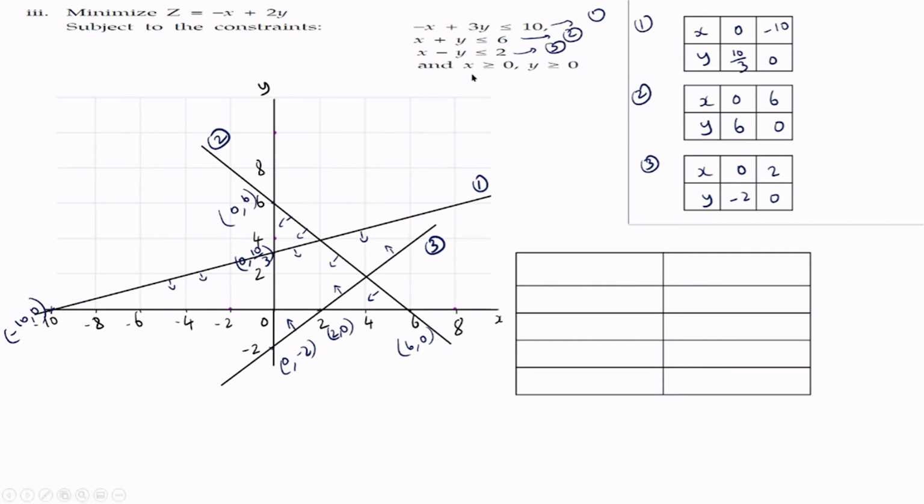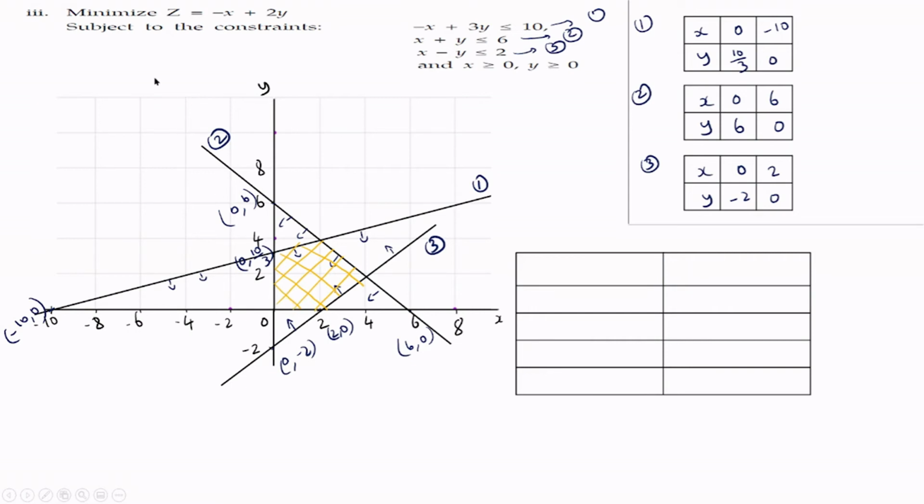And then we have x greater than or equal to 0, y greater than or equal to 0, which is the first quadrant. So the feasible region is the region which is common to all these inequalities. So this is the feasible region. Now here we don't have a problem because the feasible region is bounded. If the feasible region is bounded, then the maximum or minimum value of z occurs at the corner points.